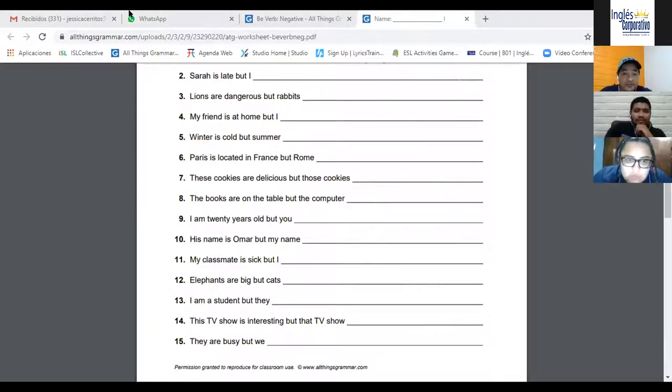The book is on the table, but the computer is not on the table. Yes. Not on the table. This is number eight. Yes. Number nine. I am 20 years old, but you are not 20 years old. Yes, it's correct.